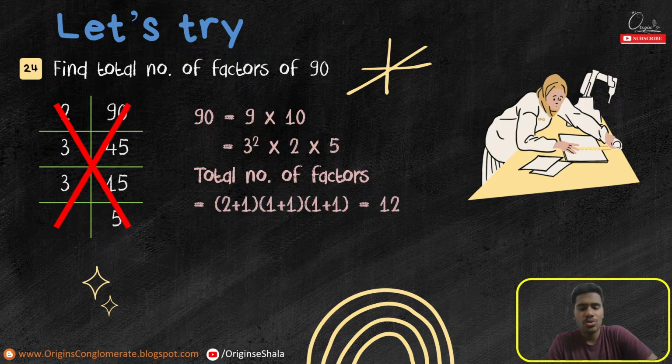Okay, so anyways, our main concern was to find the TNF. From here I can clearly see 3 has a power of 2, so I will add 1, and 2 and 5 both are having 1, so I will add 1 to all of them. So 3 into 2 into 2, that will be 12. 12 is my answer. Let's move ahead.